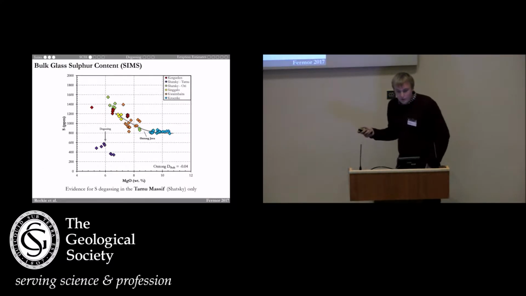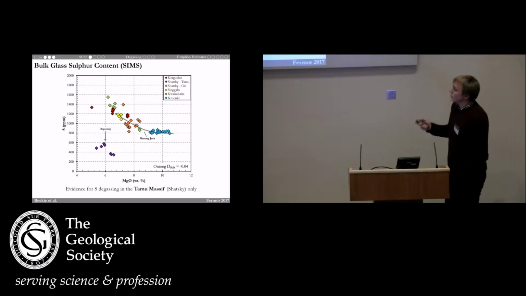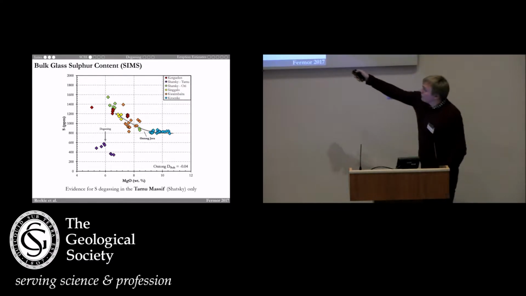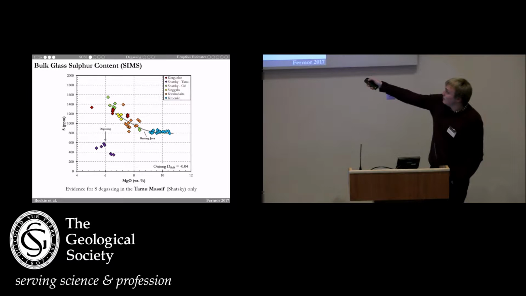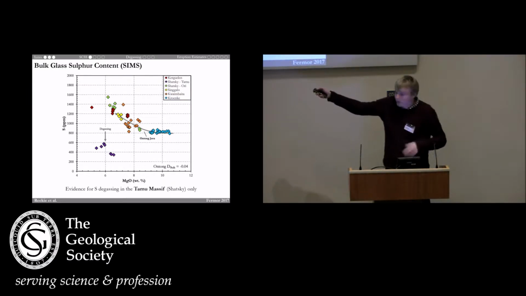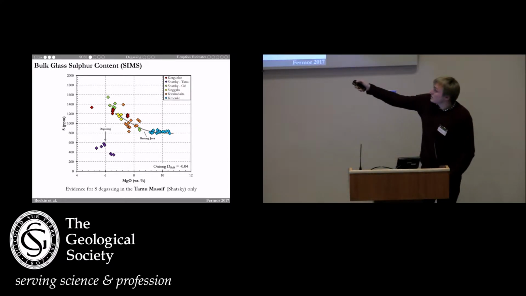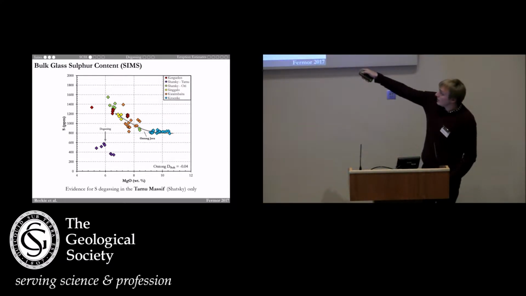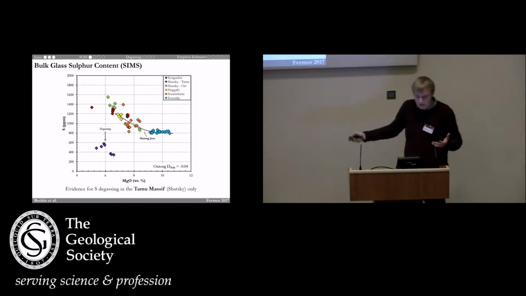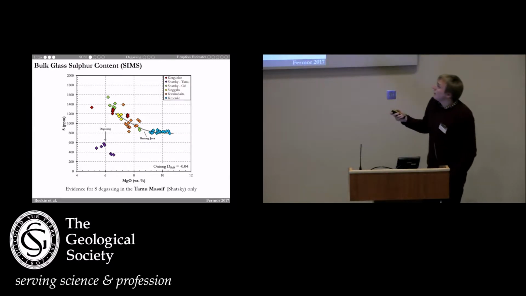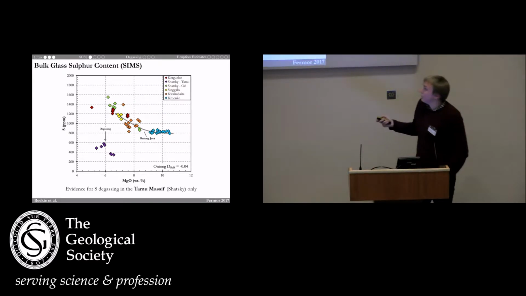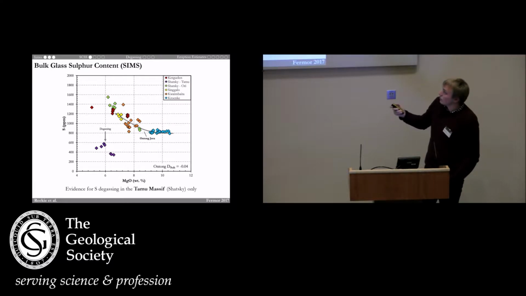So in terms of sulphur, the bulk glass sulphur contents, which were measured by SIMS, show incompatible behaviour in the bulk of the samples. So in both Ontong Java, Kerguelen in the red, and the Shatsky Rise in the green here. But what we do see is the Tamu Massif, the purple, which is part of the Shatsky Rise, showing degassing behaviour. We have a relatively flat plateau at the start at roughly 800 ppm, perhaps an olivine control line, before we have other phases on the liquidus and we start to ramp up the sulphur a bit more.